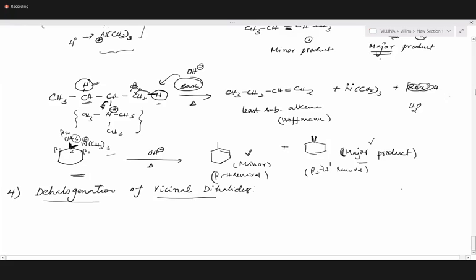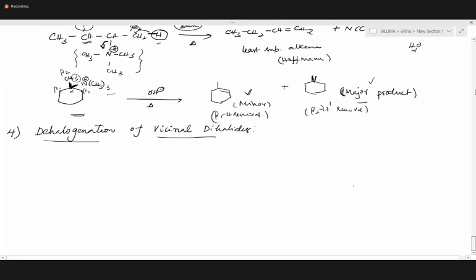Yes. So what do we mean by vicinal dihalides? Vicinal means nearby or adjacent. So dihalides means two halogens are present on adjacent carbon atoms. And dehalogenation means the removal of halogens. So everything we need to know regarding this reaction is in the statement itself. We are removing halogens from two adjacent carbons to end up with an alkene.